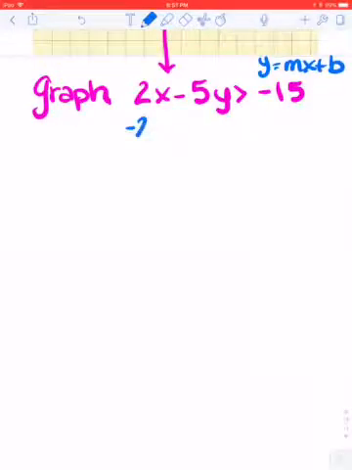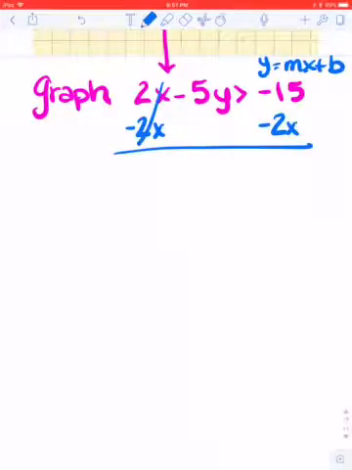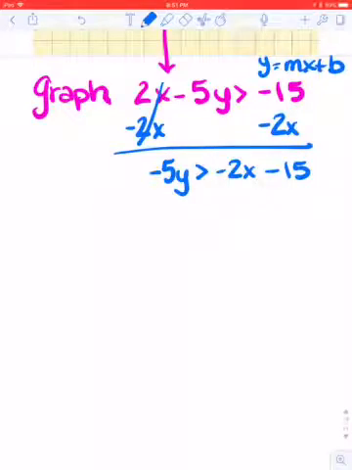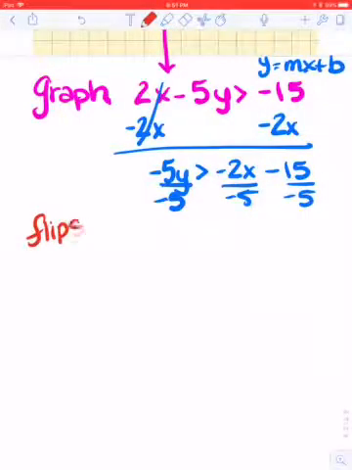So the first thing I'm going to do is start by subtracting 2x. This cancels. Negative 5y is greater than negative 2x minus 15. Now the next piece I would have to do is get rid of the negative 5, so I'm going to divide every single thing by negative 5. Now at this point I have kind of a little buzzer going off in my head about the need to flip the sign because I divided by a negative number, which happened to be negative 5. So that means instead of being greater than, it's going to be less than.